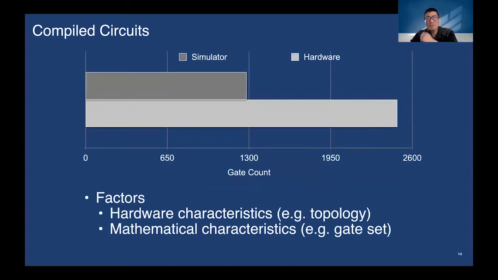There are many factors that can affect a quantum circuit's complexity in terms of gate count and depth. There are two main factors that can be easily identified. One is the hardware characteristics. The other is the mathematical characteristics. For hardware, there are many aspects that can affect the quantum circuit complexity. One very simple thing we can imagine is, for example, the qubit topology on the particular hardware.